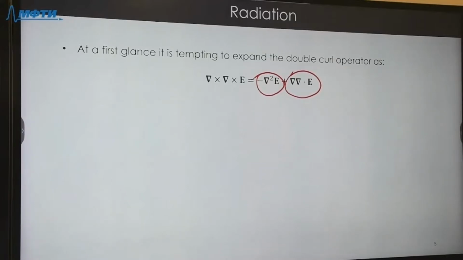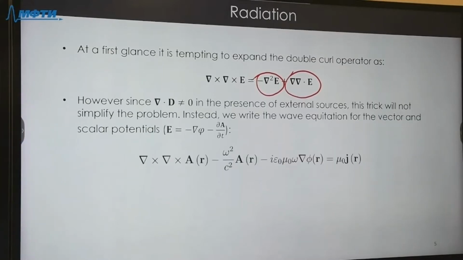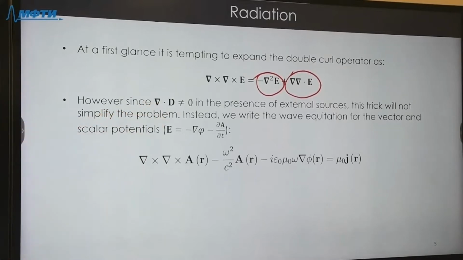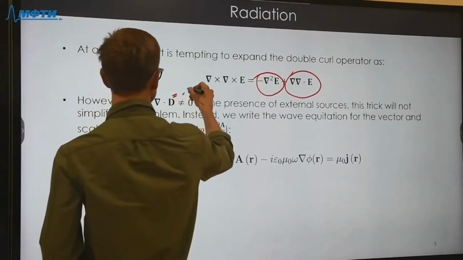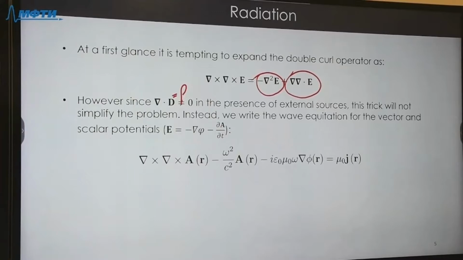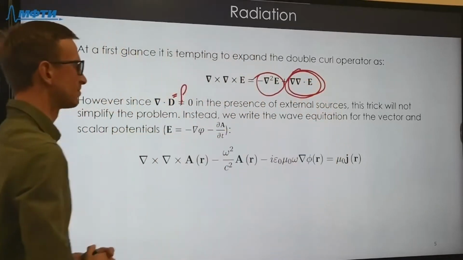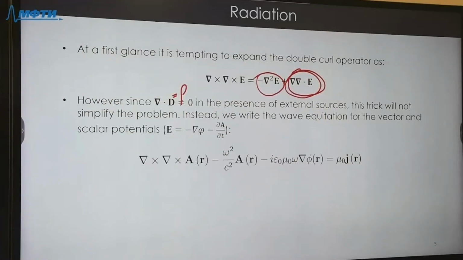But if you follow this approach, then we'll soon run into a problem, because this time the divergence of D does not equal 0, because we have some non-trivial source. We have charges. This equals the charge density, which is non-zero, because we do have a source of radiation, right? We do have some charges that oscillate back and forth. So this is not 0, and this guy will remain. We cannot neglect this, and this will make our life very complicated. So we're going to have to find another way to handle this problem.